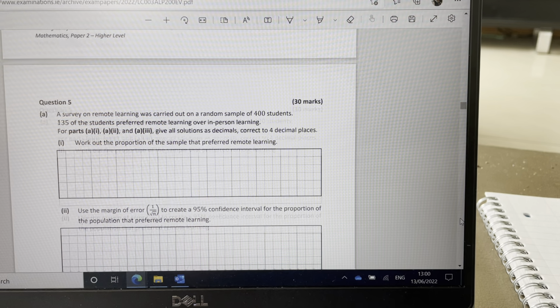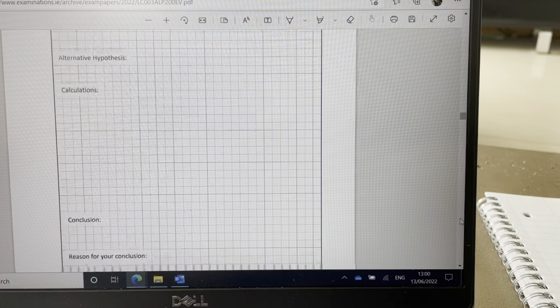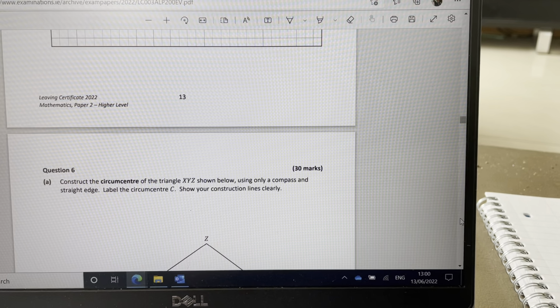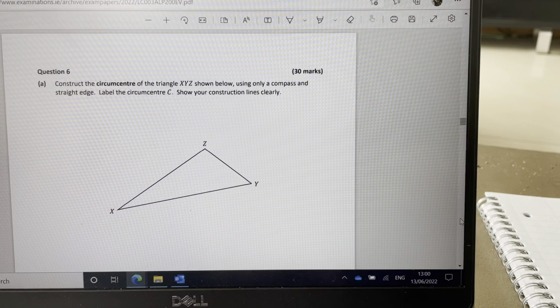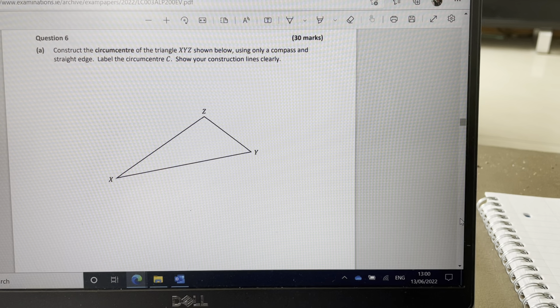Survey of learning. Okay, I'm going to skip over that one. Circumcenter, oh yeah, I was anticipating circumcenters and orthocenters coming up, so happy to see that. Compass and straight edge, label a circumcenter, so that should be fairly okay.